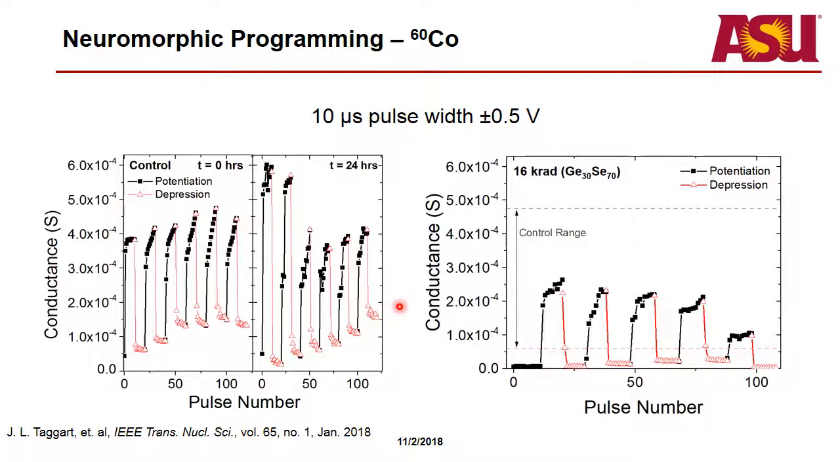So essentially, this plot on the left here shows the response of the control devices, and they were equivalent to the devices that are used for radiation as well. I don't have that plot on here, but you can see I've marked the control range on this right plot, and so this is the programming range for the control device, and you can see a decent window between the low resistance state and the high resistance state, or the potentiation curve and the depression curve. And then even at 16 kilorad, we see a shift down in the distribution of the switching, and then we also start to see a collapse in that programming window.